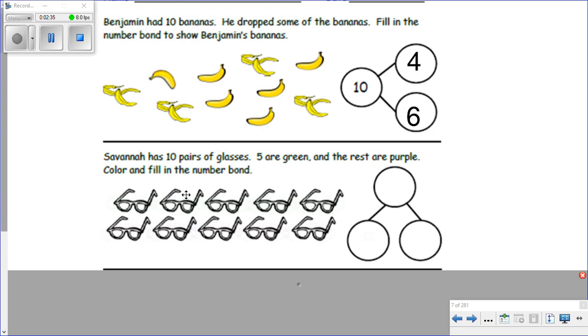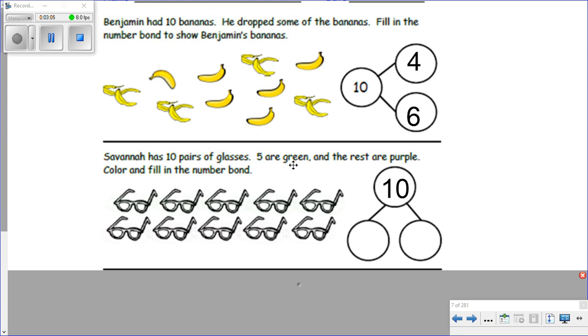1, 2, 3, 4, 5, 6, 7, 8, 9, 10. There are 10. Let's look at this number bond and think, where will that whole amount go? Where do we need to write the number 10? Yes, right up there. That's where the whole amount is with this number bond. Okay, let's go back to the problem now.